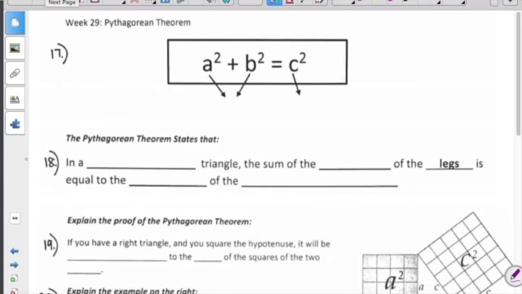Okay, so this is the Pythagorean theorem. It is a squared plus b squared equals c squared. We know that a and b are always going to be our legs. Okay, our 2 legs. It does not matter which one you make a or which one you make b, you'll get the same answer. A and b are always the legs, and c is always your hypotenuse.